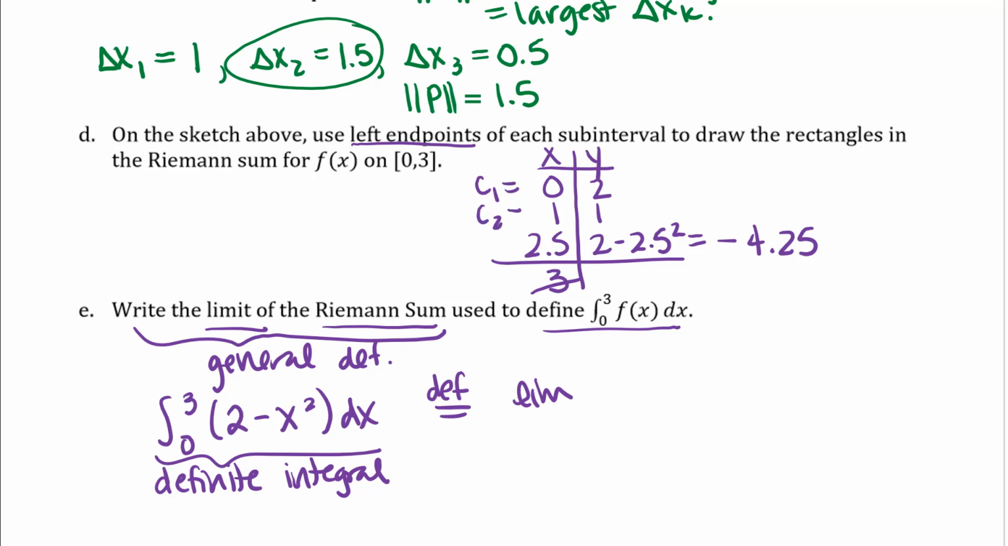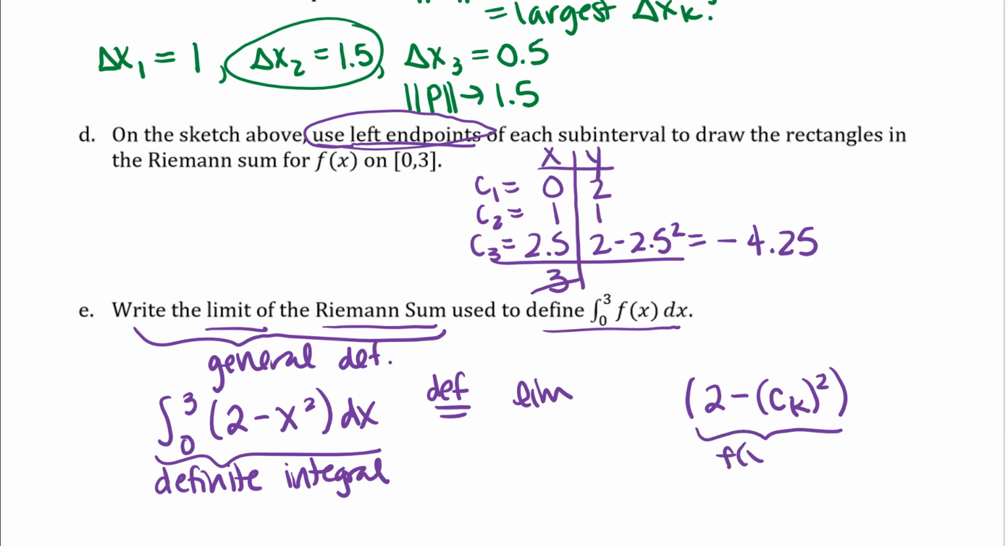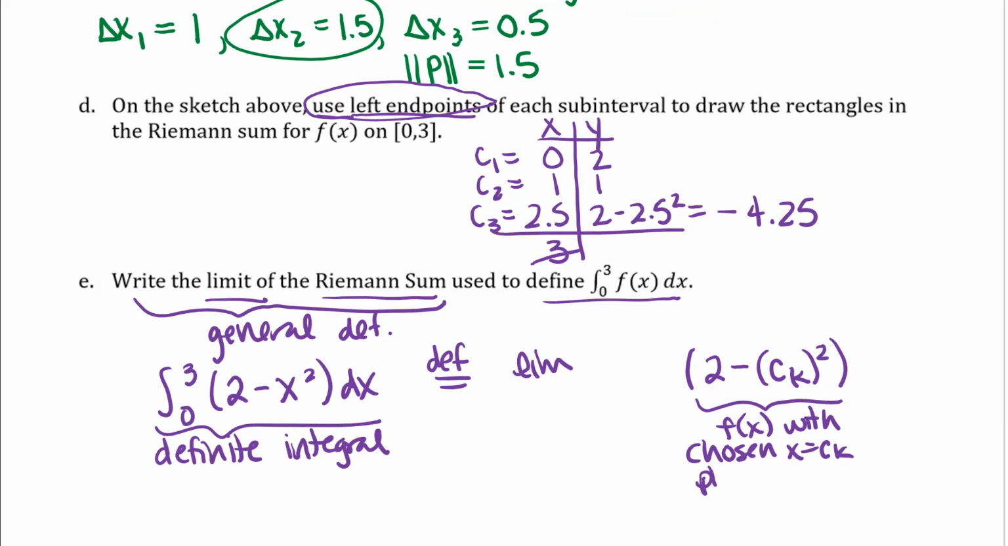I didn't write those down up here, but when we talked about that Riemann sum definition, you choose a point in each subinterval, you plug that in to get your height. And so we use C sub k for that. So in this general definition, I'm going to have my function 2 minus x squared, but what I'm putting into the function is the C sub k's that are chosen. So this is my function with the chosen x equals C sub k plugged in.